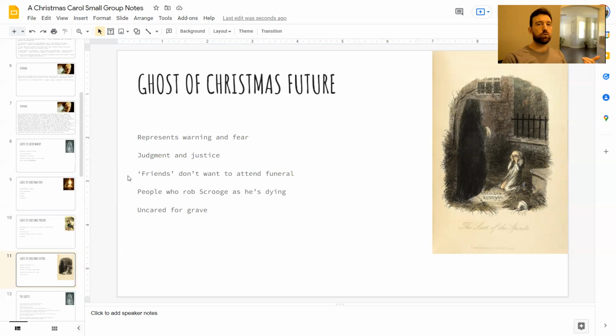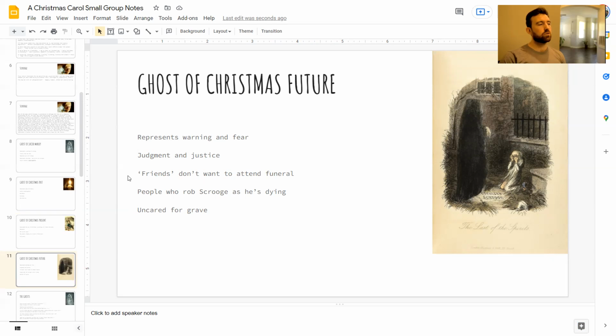Then there's the people who rob Scrooge as he's dying, and they even steal his curtains from his bedroom and everything. Like, it's really tragic. But again, he's always sort of stolen from others in a sense. He's been greedy. He hasn't wanted to give anyone anything. He's stolen from Bob Cratchit to some extent because he's given Bob Cratchit these terrible working conditions. So he sort of deserves it. The judgment and the justice, he sort of deserves it if he doesn't change his ways.